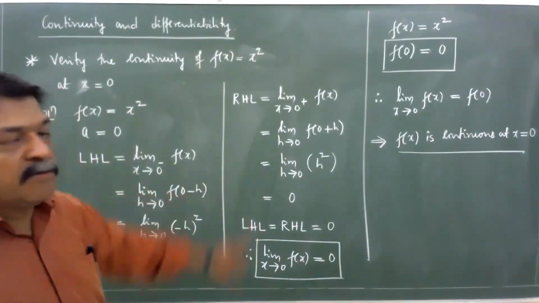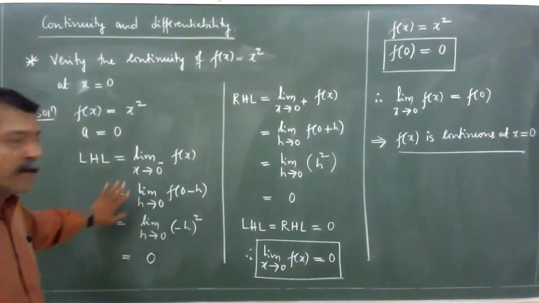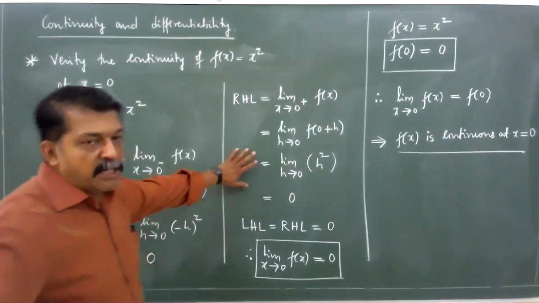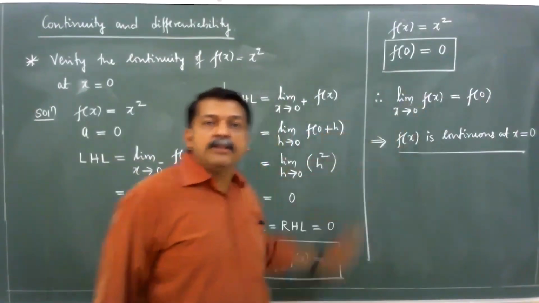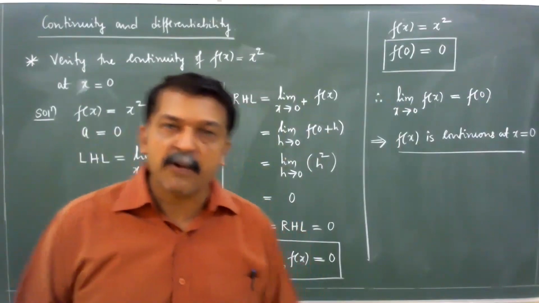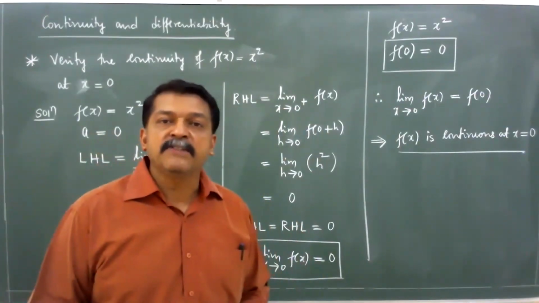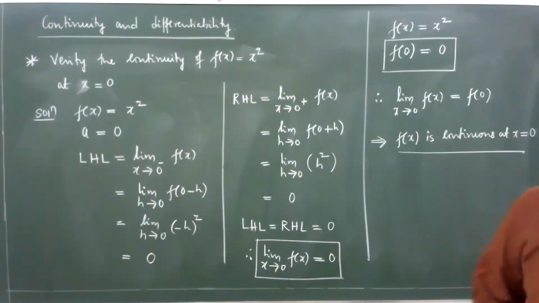While doing the problem, generally it will be with respect to a given point. Find out LHL, find out RHL, find out the value of the function at the point. If all three are one and the same, the function is continuous. Otherwise, the function is discontinuous.